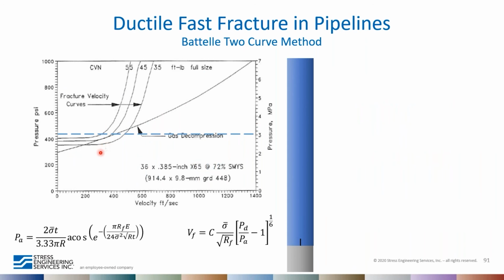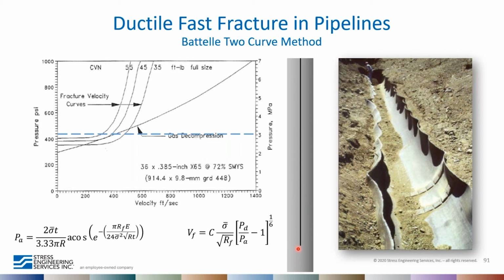But again, on the other hand, if at this lower pressure the fracture velocity can be higher than the decompression velocity, what ends up happening is that as the crack initially propagates, the decompression wave maintains a high pressure behind the crack tip and drives it continuously, and it can run for miles. So you end up with a picture like this. So this is ductile fast fracture in pipelines. So again, these are two related topics to the field of fracture mechanics.